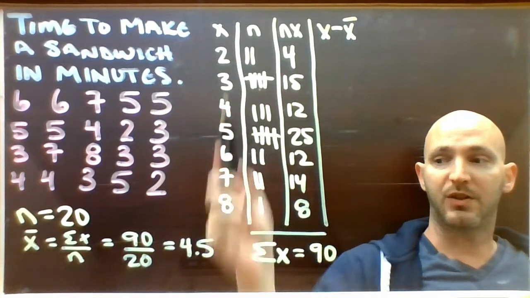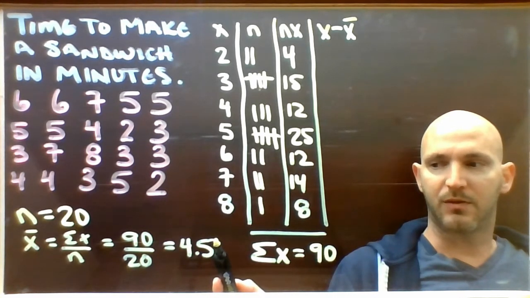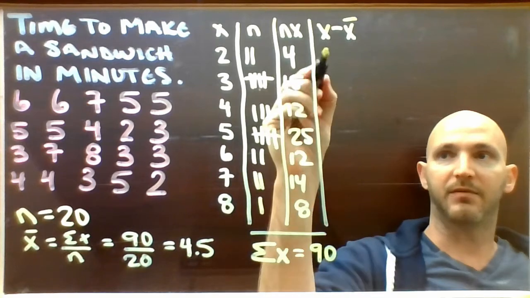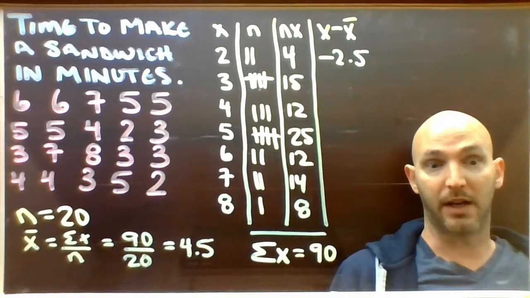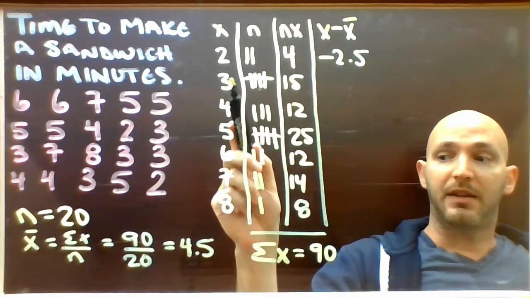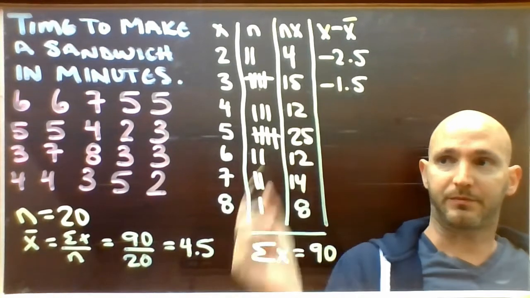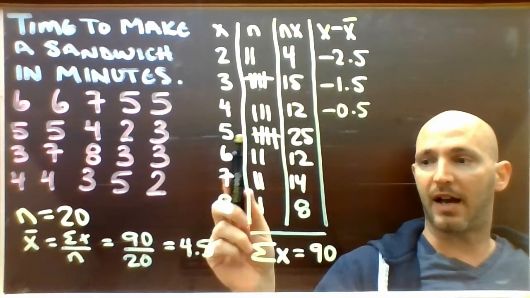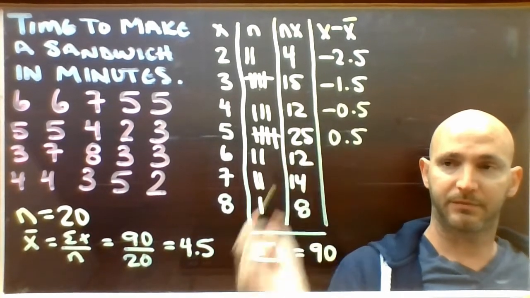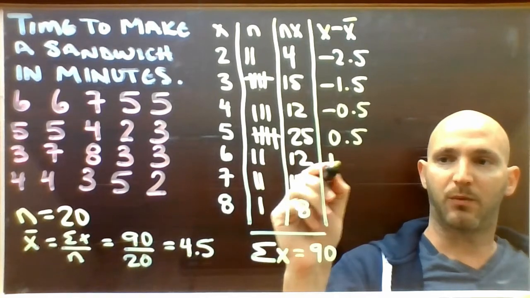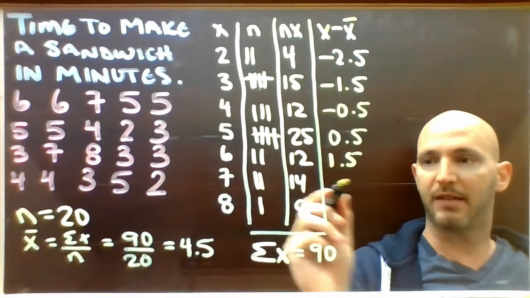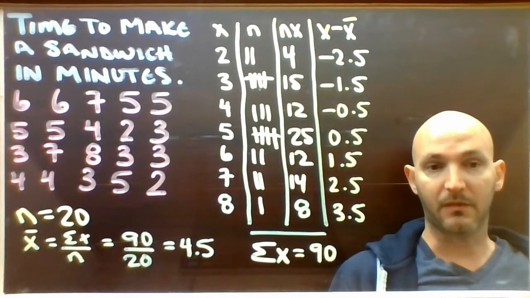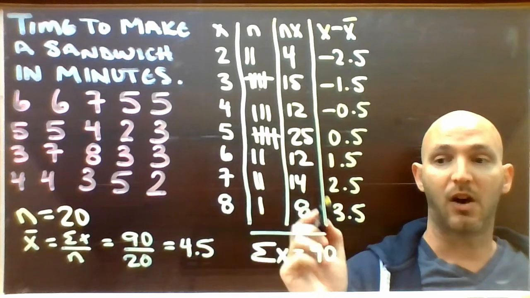So if you have a 2, it is 2.5 below this average. So if I take 2, subtract 4.5, I get negative 2.5. See, my brain had to work there. It's been a long day. If I take a 3, 3 minus 4.5 is minus 1.5. 4 minus 4.5 is negative 0.5. 5 minus 4.5 is plus 0.5. 6 minus 4.5 is 1.5. 7 minus 4.5 is 2.5. And 8 minus 4.5 is 3.5. Lovely. So that's how far each particular data point is away from this average value.